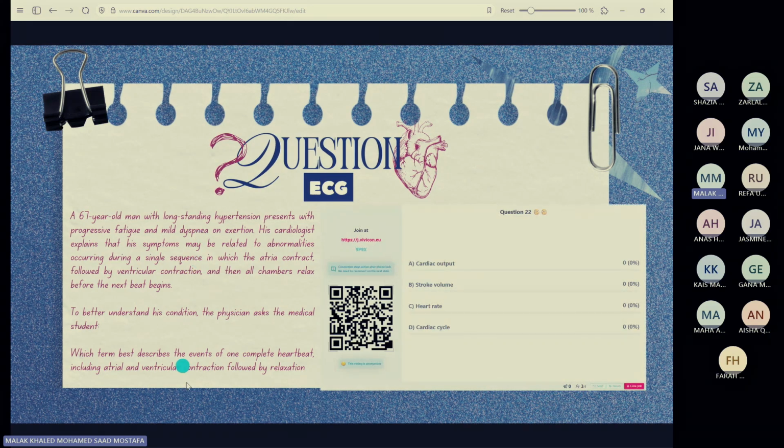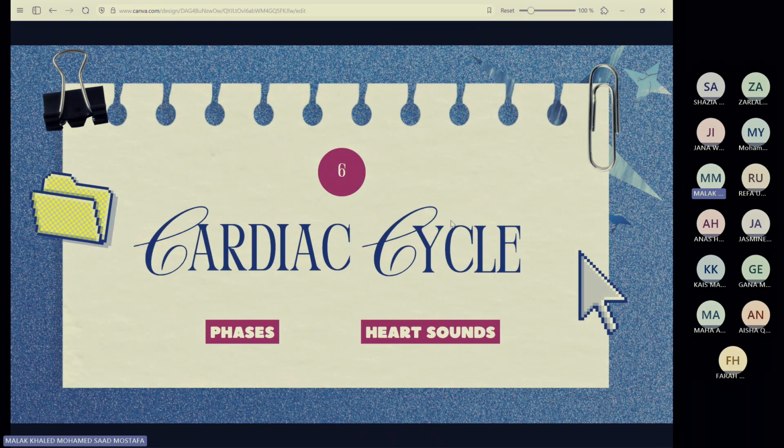This question, again, a whole paragraph for nothing. The last question just asks you which term best describes the event of one complete heartbeat, including the atrial and ventricular contraction followed by relaxation. And this question was just to take us from this section to the cardiac cycle. So the correct answer here is cardiac cycle.